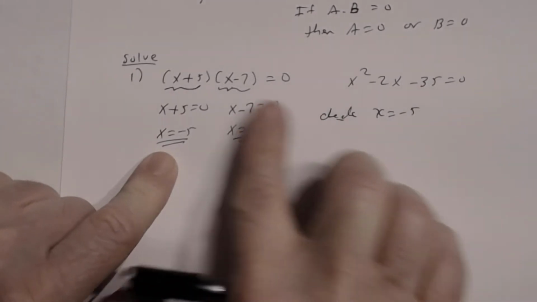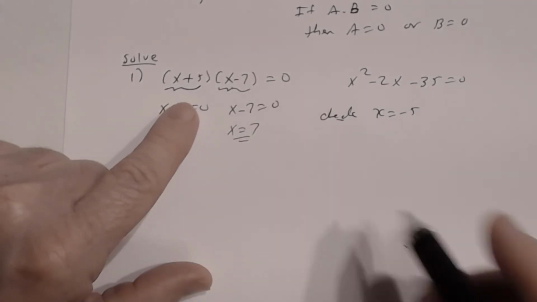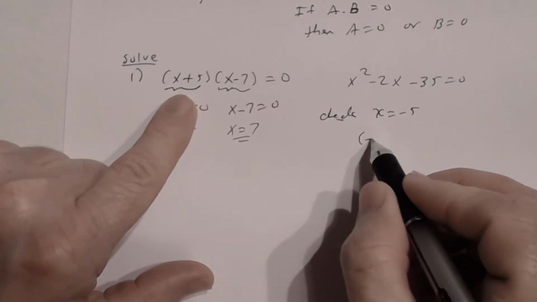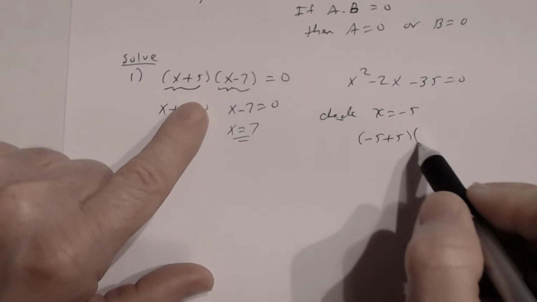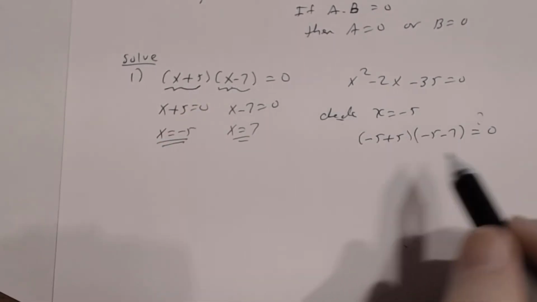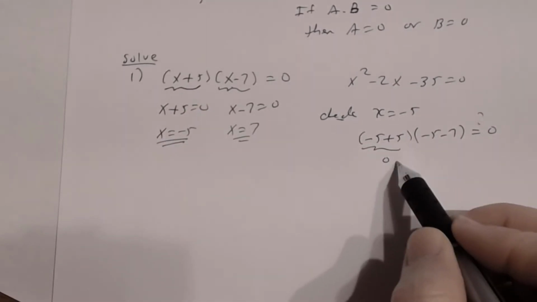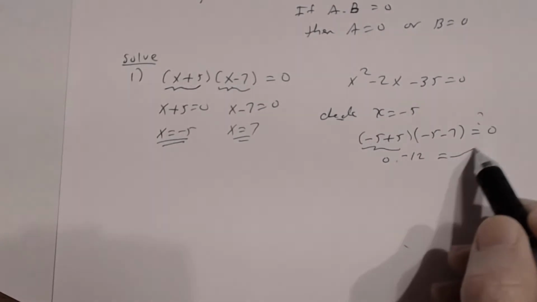So if I substitute x equal -5, then this side right here better equal 0. And it does, because look, I get -5 plus 5. So remember, letting x be -5, times -5 minus 7, and I get 0. So I want to see that 0. Well, this is 0, right? And this right here, what's that, -12? And so 0 times -12 equal to 0?